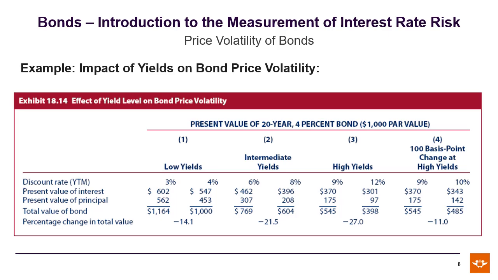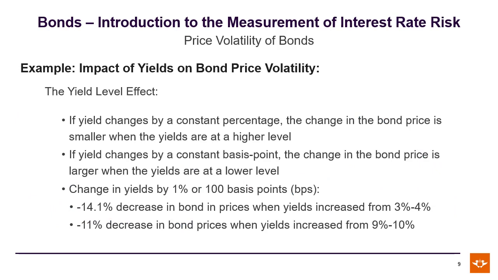And what you notice is that yield changes at higher yields have a smaller impact on bond prices than yield changes at lower yields. So if we look at the yield changes from 3 to 4%, bond prices decrease by 14.1%, and yet if you have yield changes from 9 to 10%, there's only an 11% decrease in bond prices.